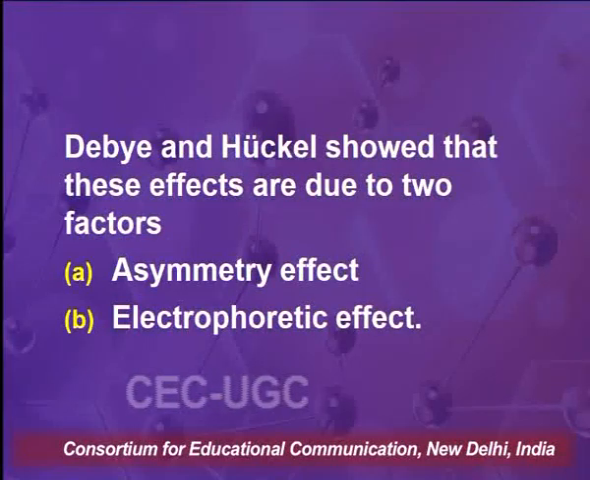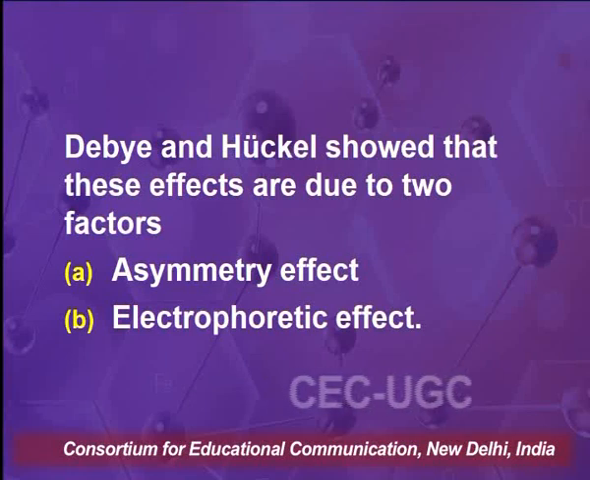However, when the potential is applied, the ions start moving towards the respective electrodes, and as a result of this, certain changes in the ionic atmosphere arise, which result in a decrease in the speeds of the ions. Debye-Huckel showed that these effects are due to two factors: A, the asymmetry effect, and B, the electrophoretic effect.